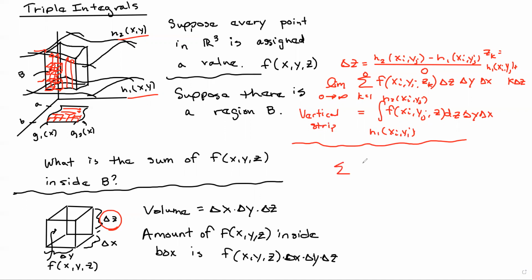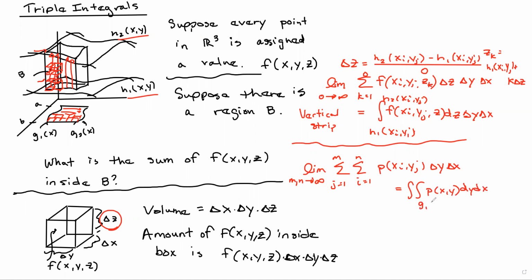But the idea from double integrals is you started off and said, all right, we've got a double summation. We go from i equals 1 to n and j equals 1 to m. And we have some function. Instead of using f here, let's use a different letter. We've got f, g, and h taken up here. I don't know, use p. So we've got p of x sub i, comma y sub j, change in y, change in x. And then we took the limit as m and n went to infinity. This was our last result, and we said this turns into the double integral of p of x comma y dy dx, from g1 of x to g2 of x, and then from a to b.